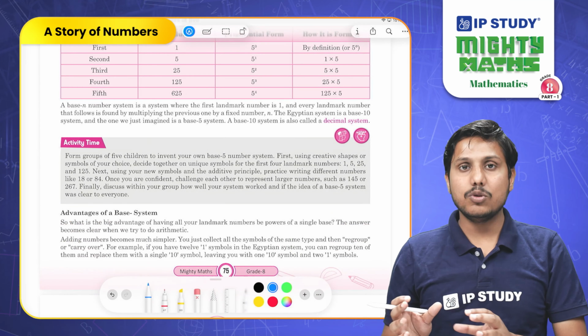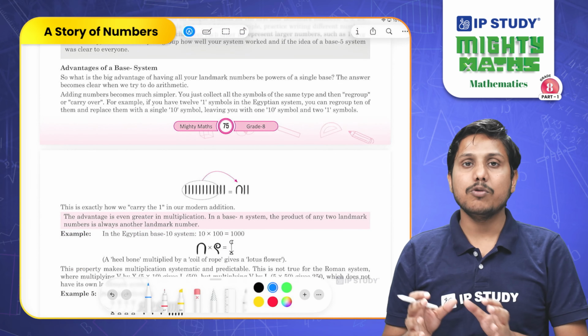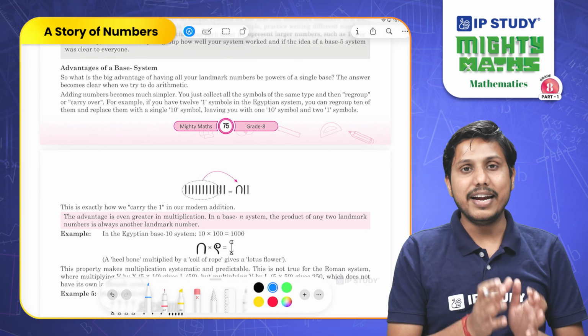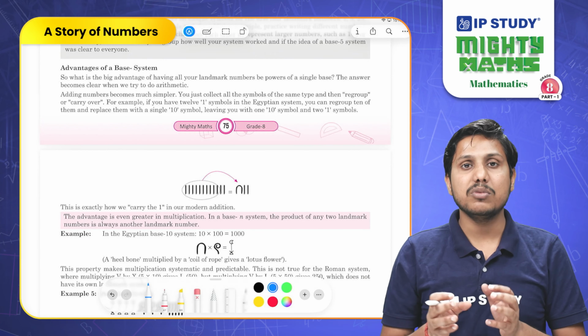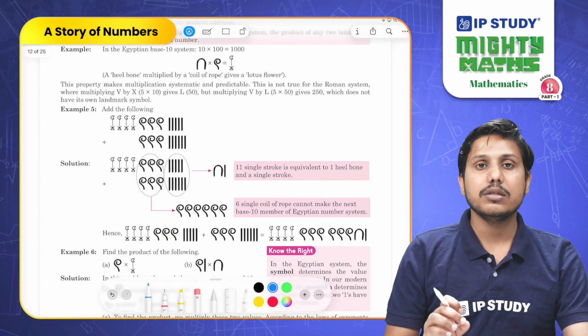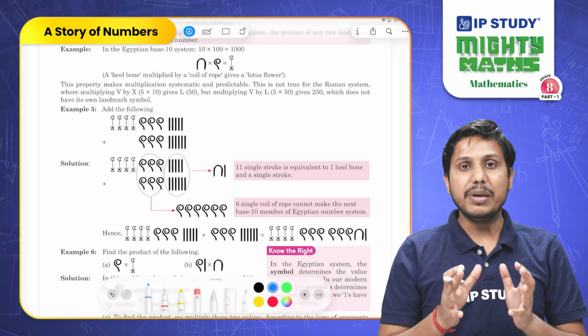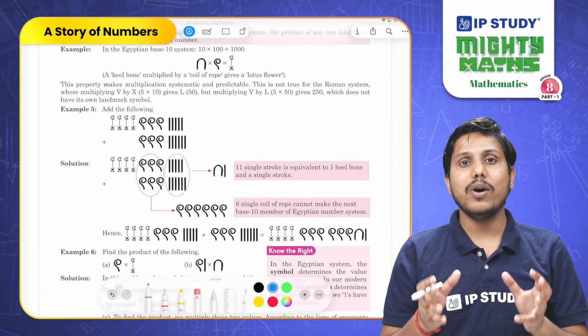Now, the advantage of a base system is that it makes it easier to form numbers because we have defined landmark symbols and fewer symbols, and we just have to add them to find out the numbers they represent. But the disadvantage was that for bigger numbers, we require large numbers of symbols to represent them.